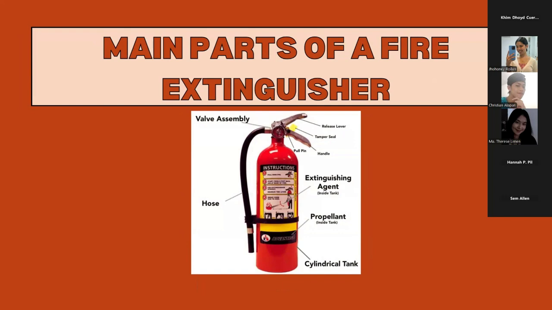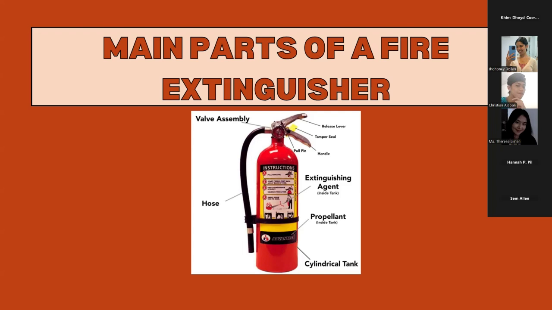Good day, everyone. I am Maria Teres Limen, and I will be continuing the report. So, the main parts of a fire extinguisher. The first one is the bulb assembly. The bulb assembly is essential for the effective operation of a fire extinguisher, allowing the user to safely and efficiently direct the extinguishing agent at the fire. The second one is the cylindrical tank. It is the main body that holds the extinguishing agent under pressure.